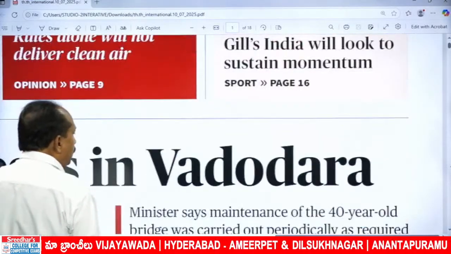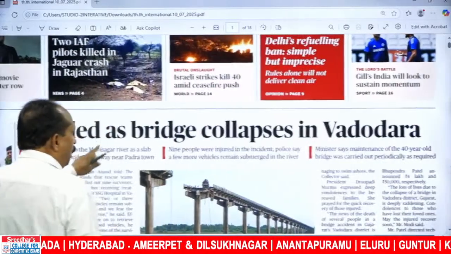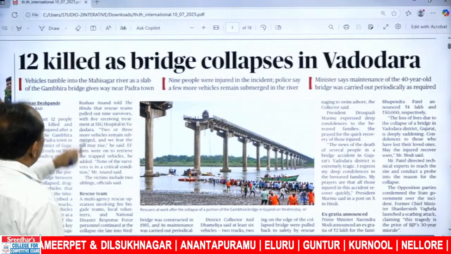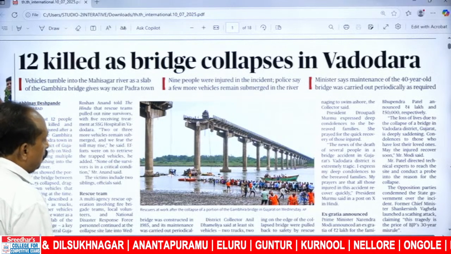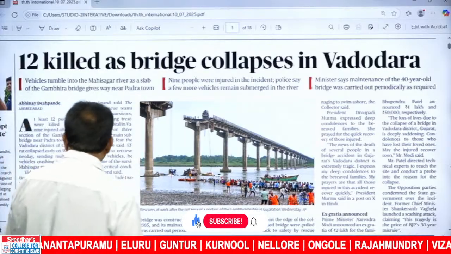Let us go to the main headline. What does it say? Here we have, you can see the picture crystal clear. 12 killed as bridge collapses in Vadodara. This place goes with Gujarat. And you can see this part.